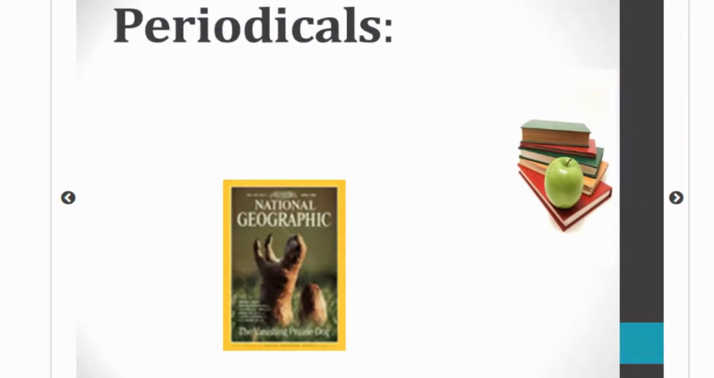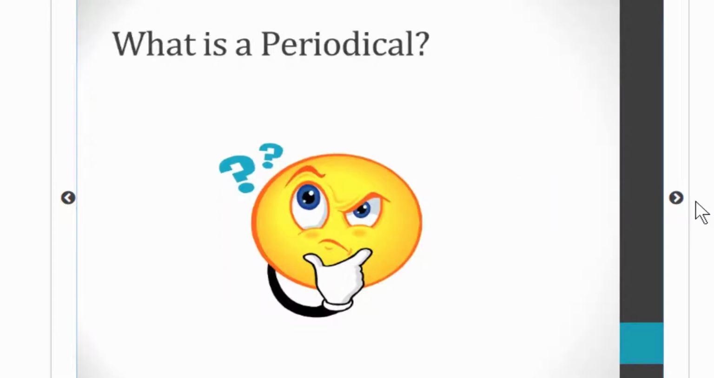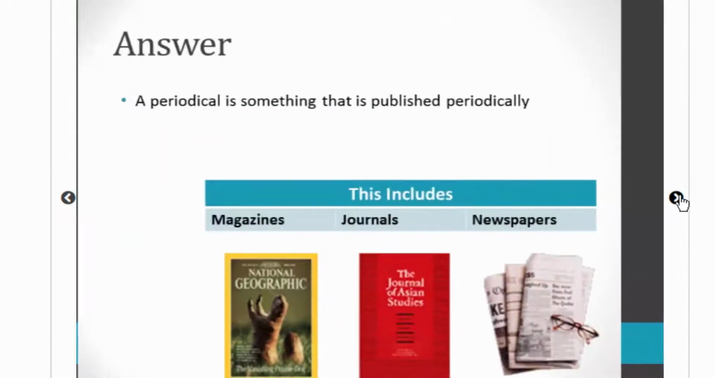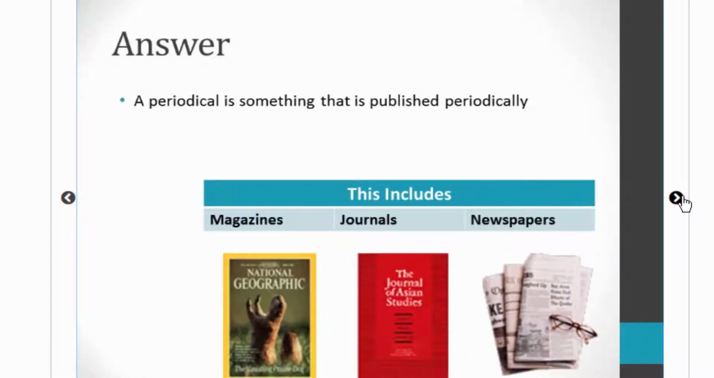Periodicals is a term that is used in libraries to describe a certain kind of publication. You may be asking, what is a periodical? The simple definition is a periodical is something that is published periodically. Under this definition, we have three kinds of periodicals. We have magazines, we have journals, and we have newspapers.